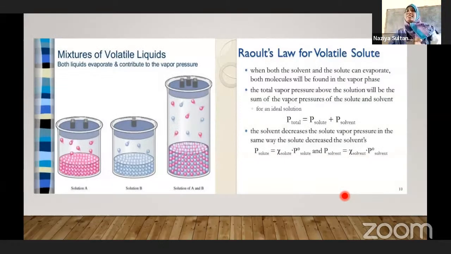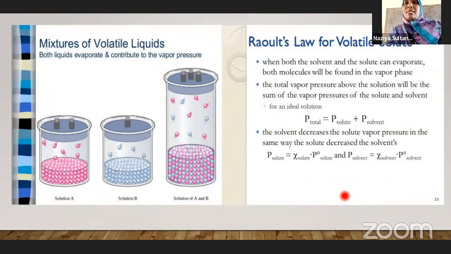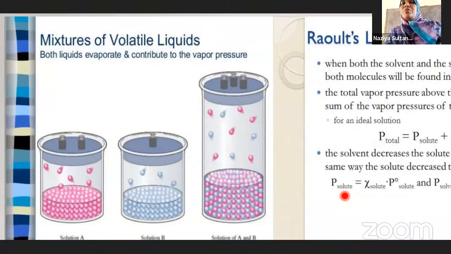Next, coming to the mixture of volatile liquids. So now what we are doing is mixing two liquids, and the two liquids are volatile in nature. Volatile means which can easily get converted into the vapor phase. When can a liquid get converted easily into the vapor phase? When it has a low boiling point. So when we are mixing two volatile liquids, they get vaporized easily, right? Now these two liquids are going to contribute to the vapor pressure of the solution. When we mix two liquids, it will definitely give us a solution.